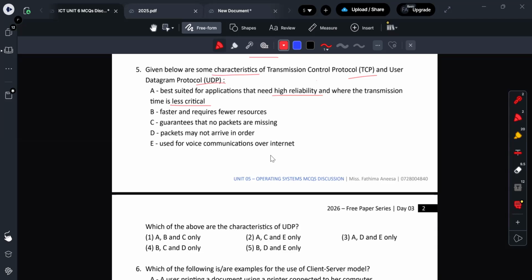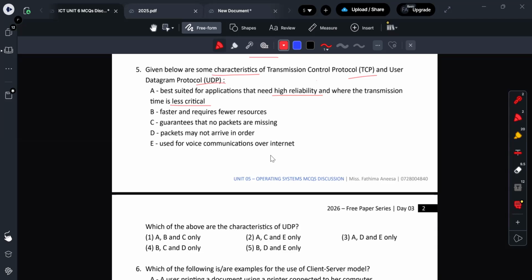The TCP protocol, right? Because it focuses on accuracy over speed. Faster and requires fewer resources. So this one describes UDP. Why? Because it has no connection overhead.